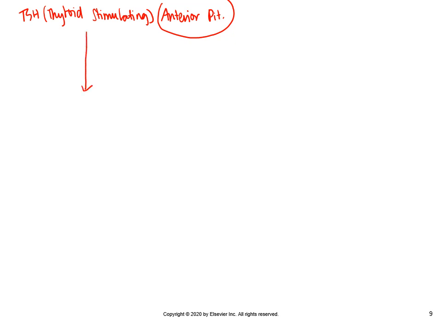Okay, next is TSH, or the thyroid stimulating hormone. And again, this is still coming from the anterior pituitary, right? The anterior pituitary. Okay, this TSH, or your thyroid stimulating hormone, is regulating or controlling the secretory activities of the thyroid gland.